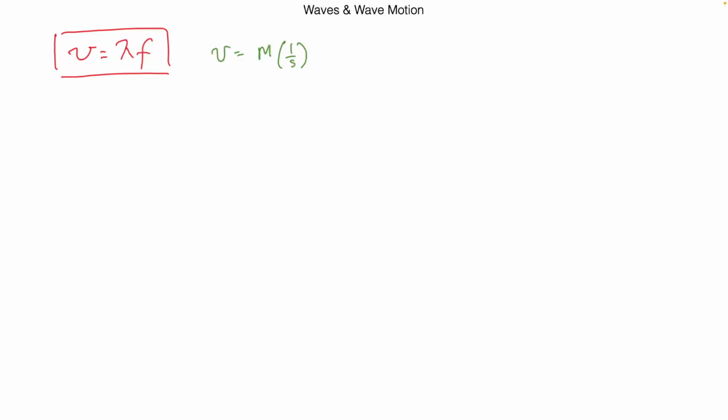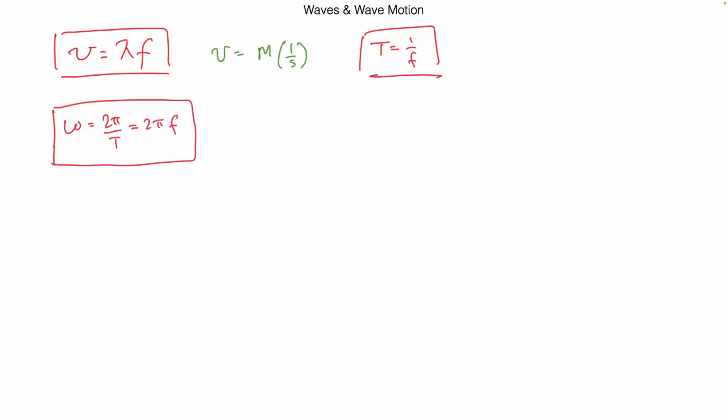We also are going to bring over omega, which is 2 pi divided by the period. Again, the period is the inverse of the frequency, so omega is equal to 2 pi f. These are recycled because it's all simple harmonic oscillators connected together. Omega is an angular frequency, in radians per second instead of just 1 over seconds.